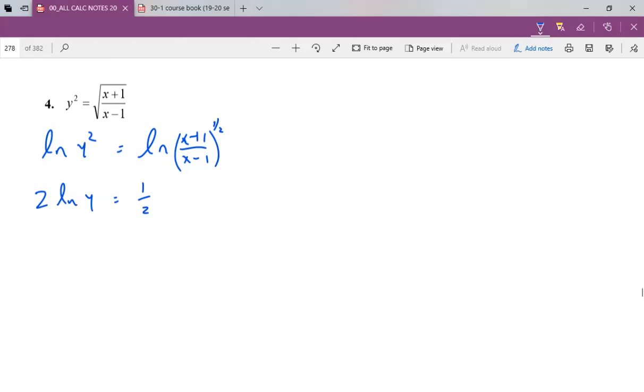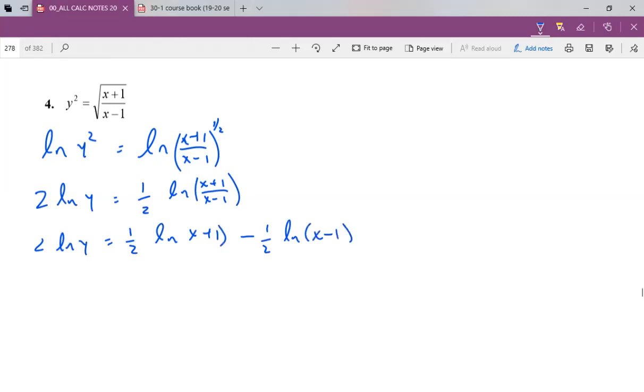And now we have ln of x plus 1 over x minus 1. We can break that apart. 2 ln y is 1/2 ln x plus 1 minus 1/2 ln x minus 1. If you wanted to, having that 1/2 common factored out front in square brackets would be okay too. But this is now ready for differentiation.